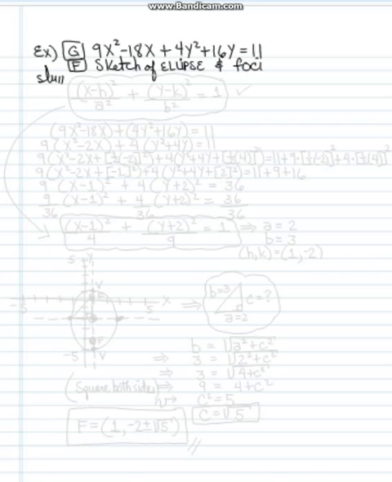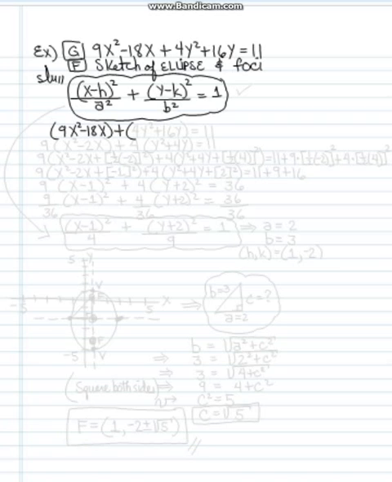We want to get the standard form of an ellipse, which is (x minus h) squared over the horizontal distance a squared plus (y minus k) squared over the vertical distance b squared equals 1. We're going to have to complete the square to get this, so let's isolate the x terms first: 9x squared minus 18x in parentheses. Then add to that in parentheses the y terms, 4y squared plus 16y, equals the other side, 11.